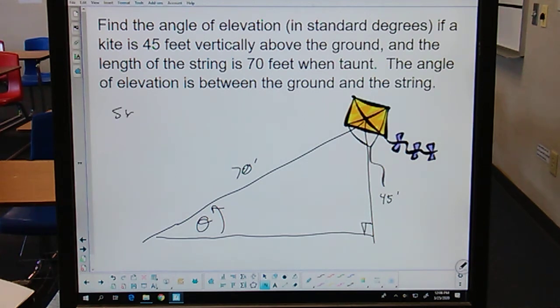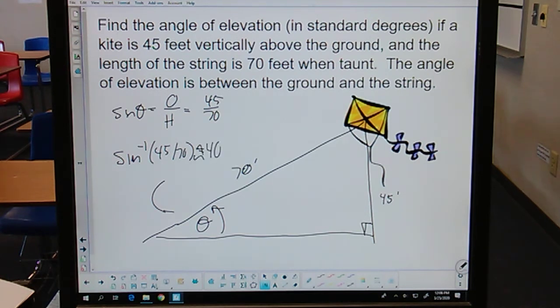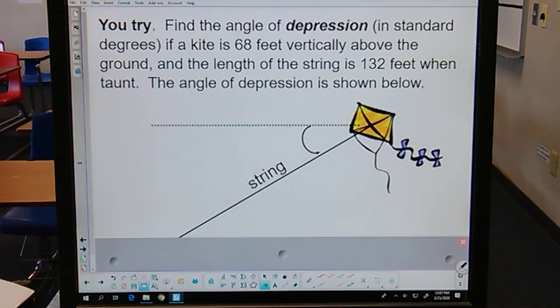Well, remember the sine of any angle is opposite over hypotenuse, so it's 45 over 70, which means the inverse sine of 45 over 70 will take you back to the angle. In your calculator, make sure you're in degree mode. Second function, inverse sine of 45 divided by 70 gives me a final answer of approximately 40 degrees. So if you got approximately 40, you were successful. Go ahead and try this one now. This is doing an angle of depression, which I have a picture of for you. I'll pause the video and I'll be right back.